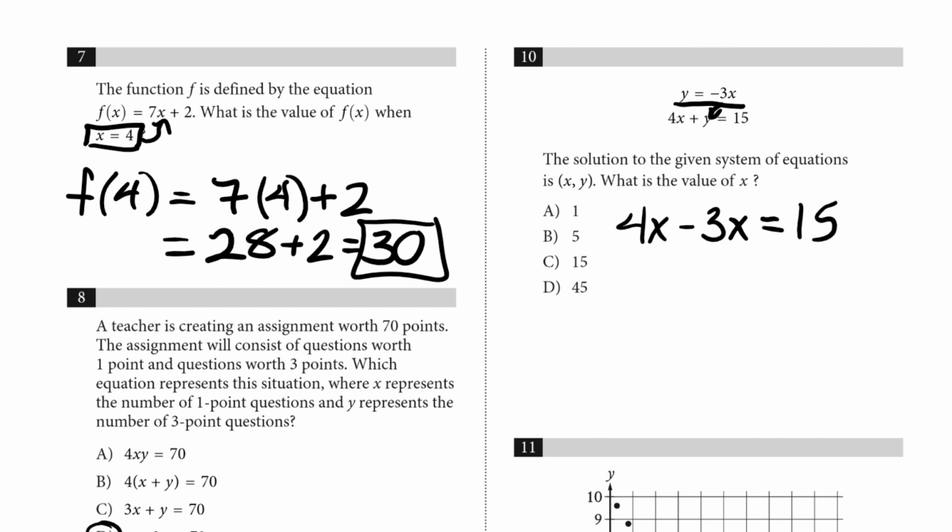Since y is equal to negative 3x, we plug that in for y in the other equation. 4x minus 3x is x, and that is equal to 15. So what is the value of x? x equals 15.